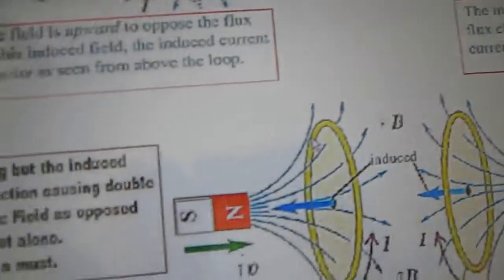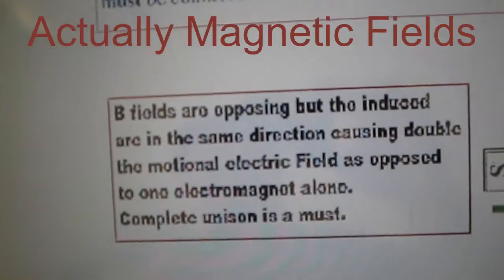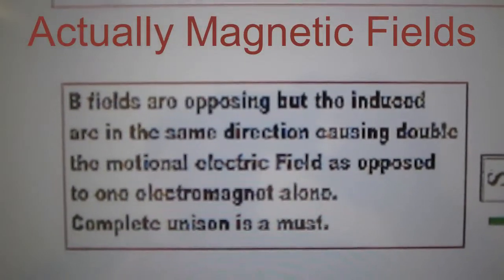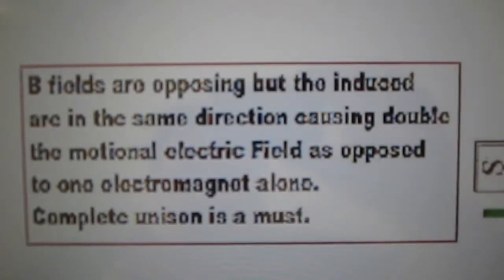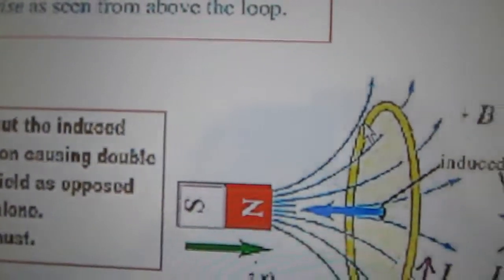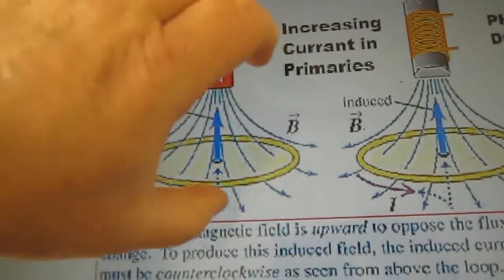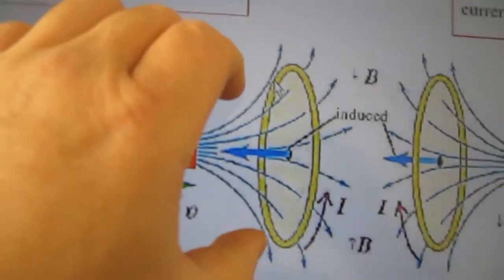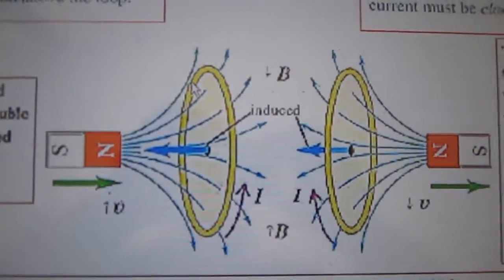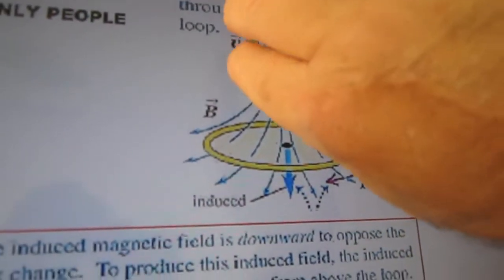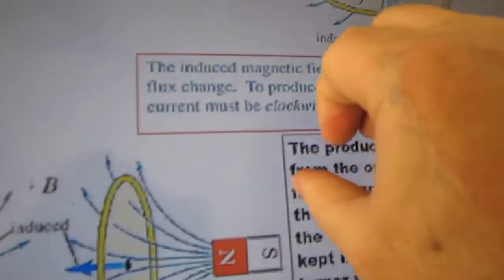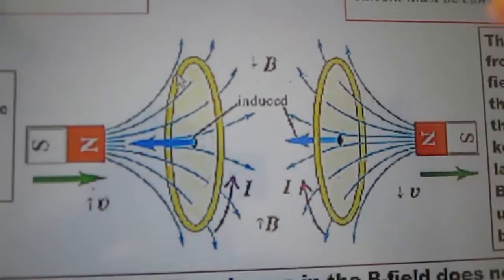Okay, both B fields are opposing, but induced are in the same direction, causing a double motional electric field as opposed to one electromagnet alone. Okay, now all we did here was take this and turn it sideways. Then we took it and placed it here. Then we took the decreasing electromagnet, we grabbed it and turned it here and put it to the other side.